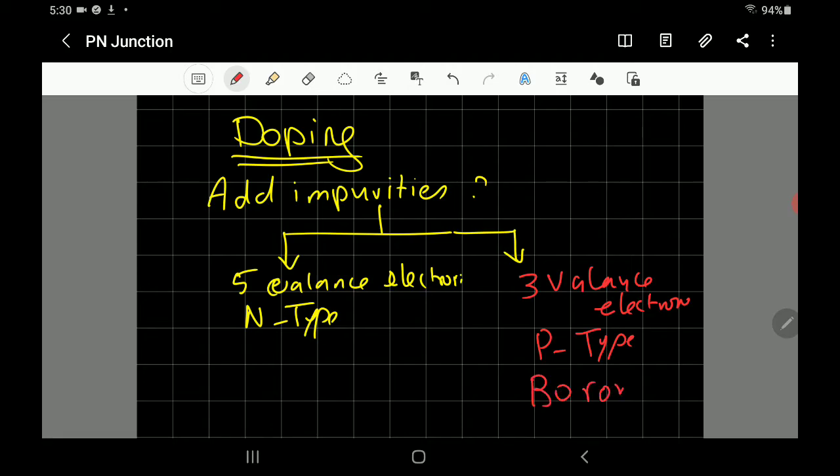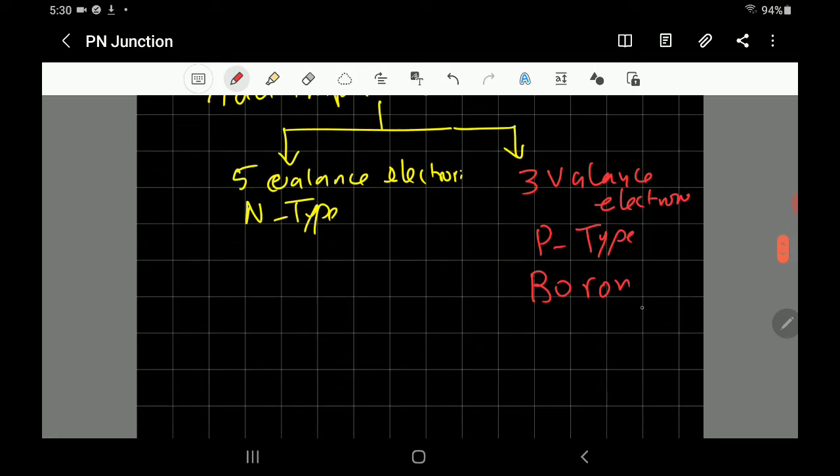Boron has atomic number 5. So the first orbit will have 2 and the last will have 3. So it has 3 valence electrons.